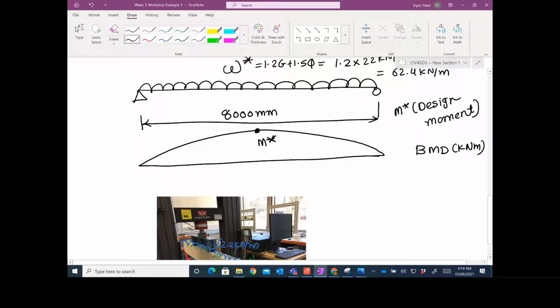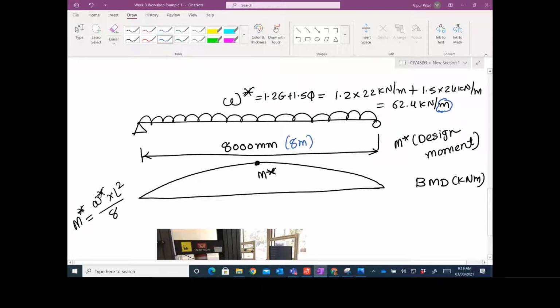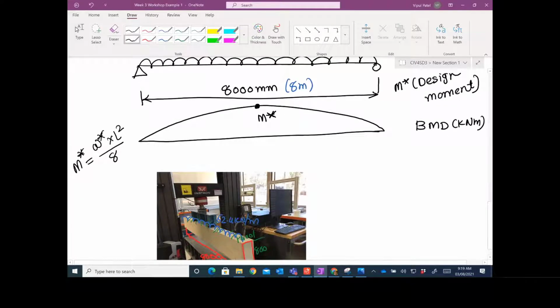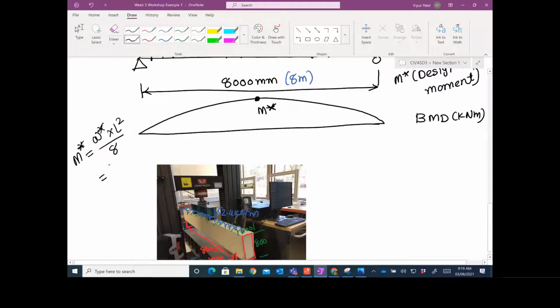Okay, now you've done it many times. M star, for a UDL, would be W star times L squared over 8, right? Let me put the span as 8 meters, because we have the load in kilonewton per meter. So in this case, W star is 62.4. Let me substitute that: 62.4 kilonewton per meter times the length of 8 meters squared, over 8.